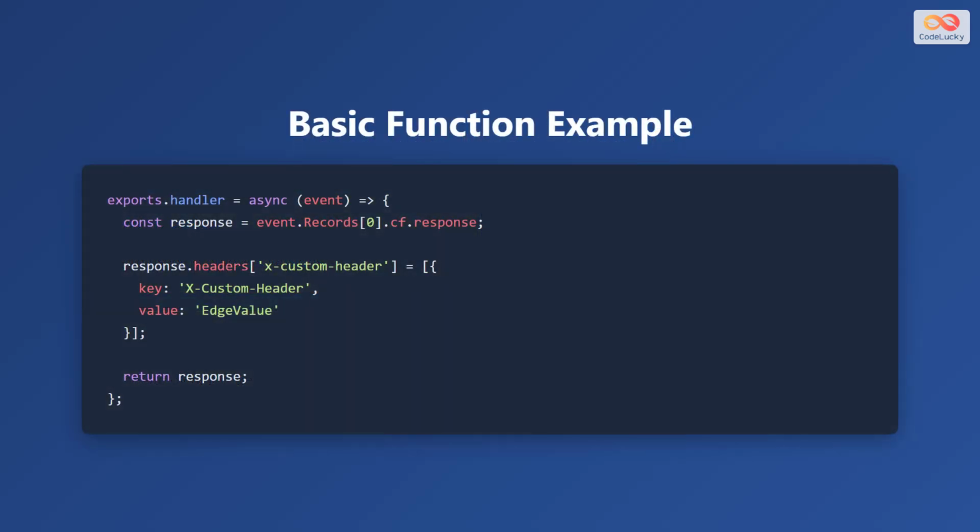Here's a simple Lambda Edge function example. The function handler receives an event object containing the CloudFront request or response. In this example, we're accessing the response from the event records, then adding a custom header to it. Finally, we return the modified response. This demonstrates how you can manipulate HTTP headers at the edge to add security headers, custom metadata, or any other information you need.